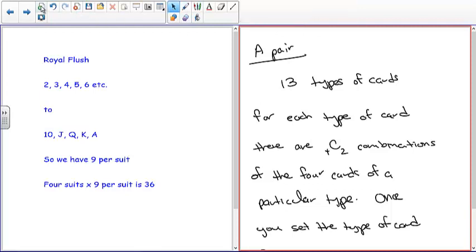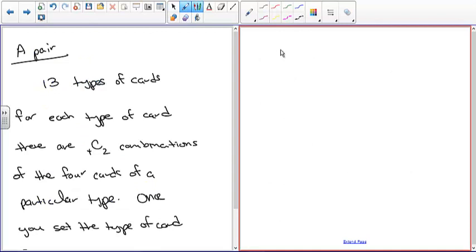So to pick the 2 cards that are going to be the ones that I'm going to have as a pair, there are that many possibilities. Okay. Now, that's assuming any number, 2 or 3 or 4. But we have 13 different numbers. We have 2 through 10 plus Jack, Queen, King. So we multiply that by 13. So this part is only talking about the pair.